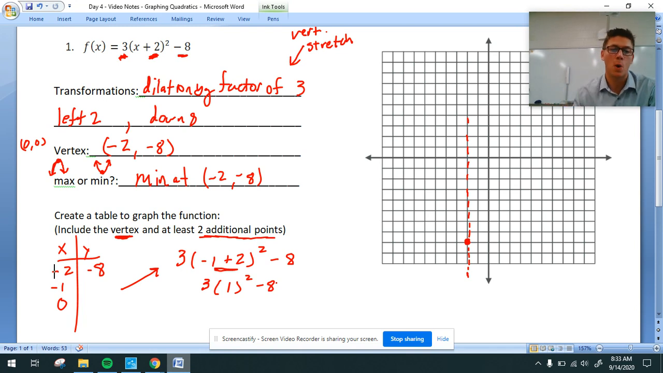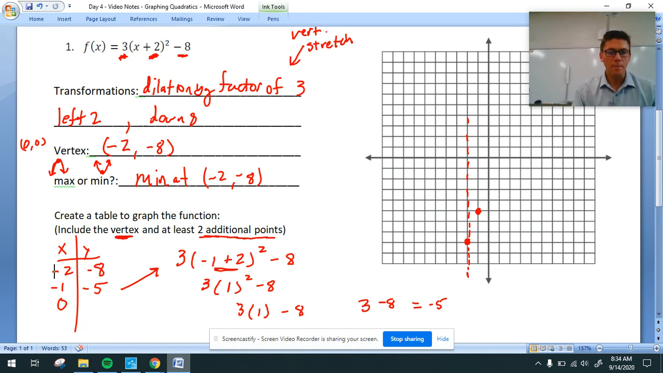Now you do your exponent. 1 squared is 1. 3 times 1 minus 8. Do the multiplication now. 3 times 1 is 3, minus 8, and we end up getting -5. Okay, so we're right here at -1 all the way down to -5. 1, 2, 3, 4, 5. Okay? The next one we have to do is 0.